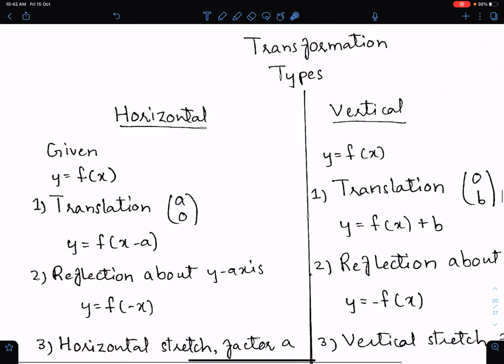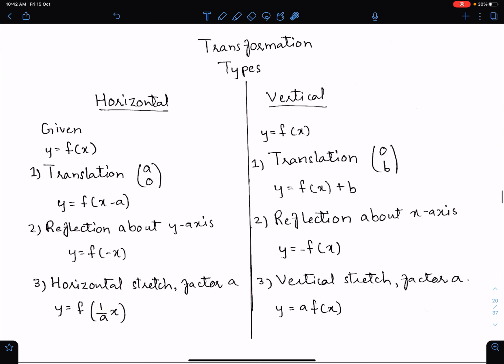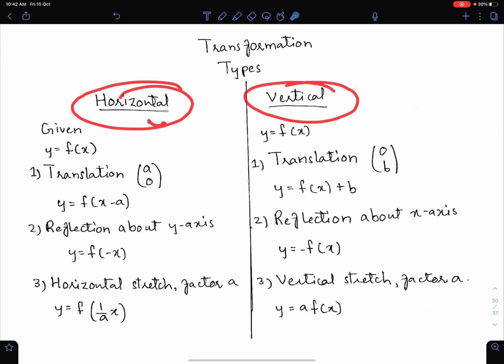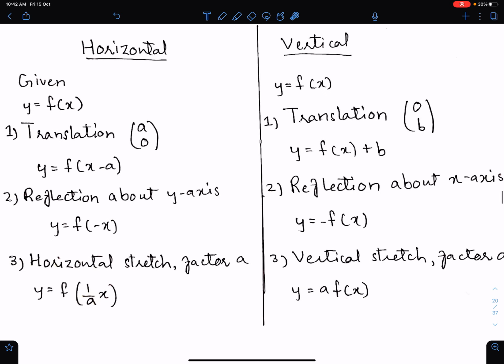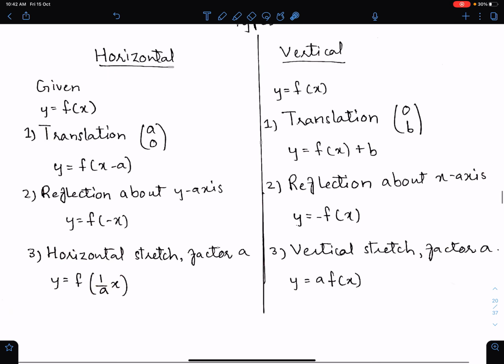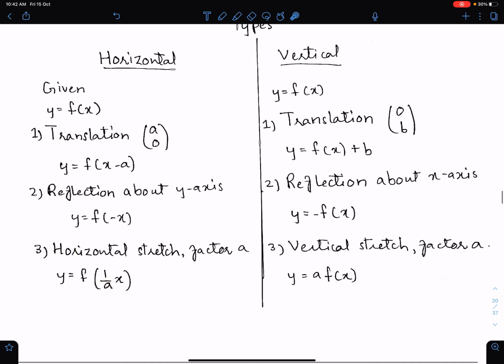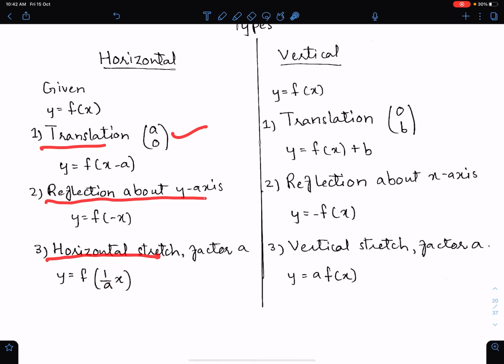This is the summary of transformations. We have two types of transformations, horizontal and vertical. So in horizontal we have horizontal translation, reflection about y-axis, and horizontal stretch.